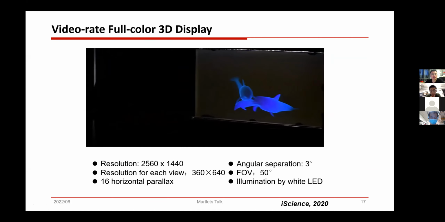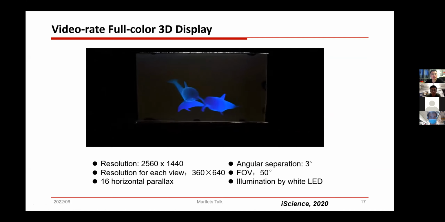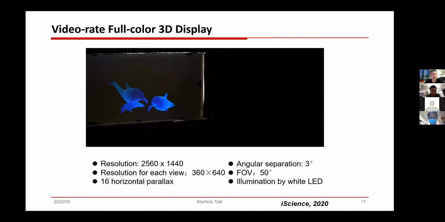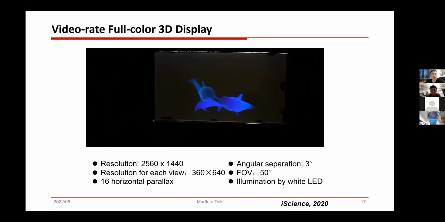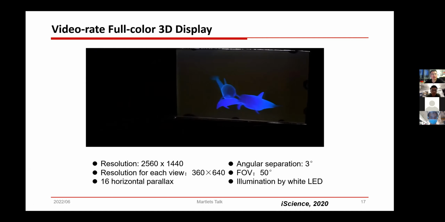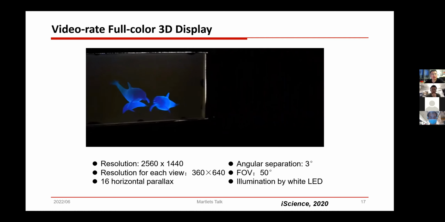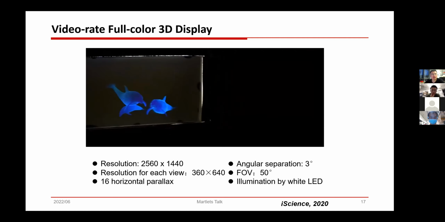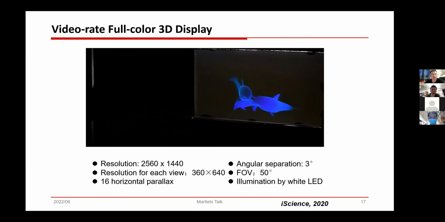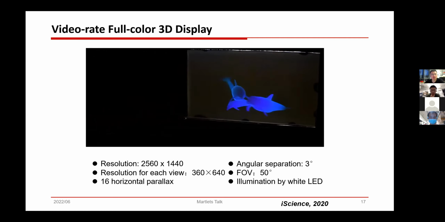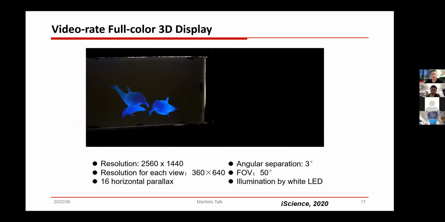In 3D display, the resolution is always criticized because people compare the display performance with 2D display. However, in a 2D display, we have all the information displayed uniformly in all angles, but in 3D display, we need to divide the information into different angles. As a result, the information will be reduced when we observe it from each angle.